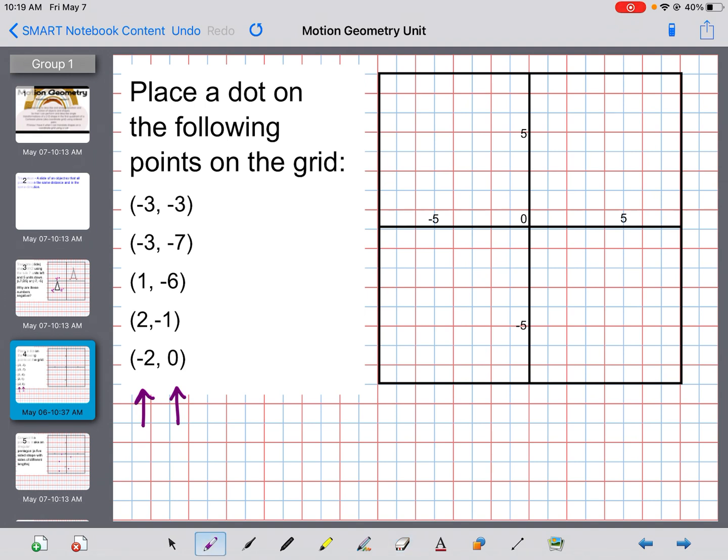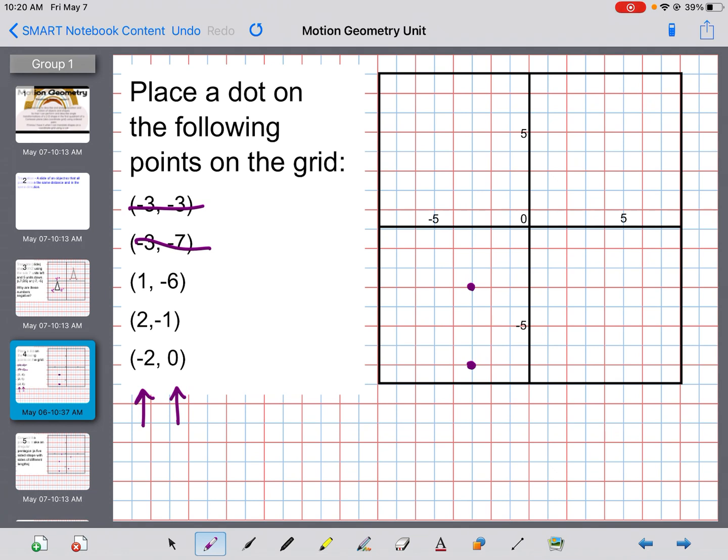So I've got -3, 3. So I'm going to go back from 0 on the horizontal grid. I'm going to go back 1, 2, 3 points right here, and then I'm going to go down 3 points. 1, 2, 3. So I'm going to put my first point right there. That one's done. Okay, now I'm going to do -3, -7. So I've already gone over 3 right here, and then I'm going to go down 1, 2, 3, 4, 5, 6, 7, and that left me right there. That one's done. All right, now I'm going to do 1 and -6.